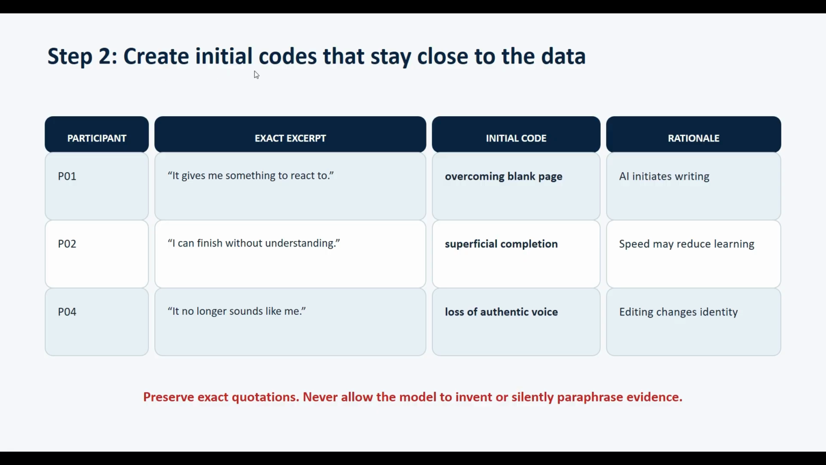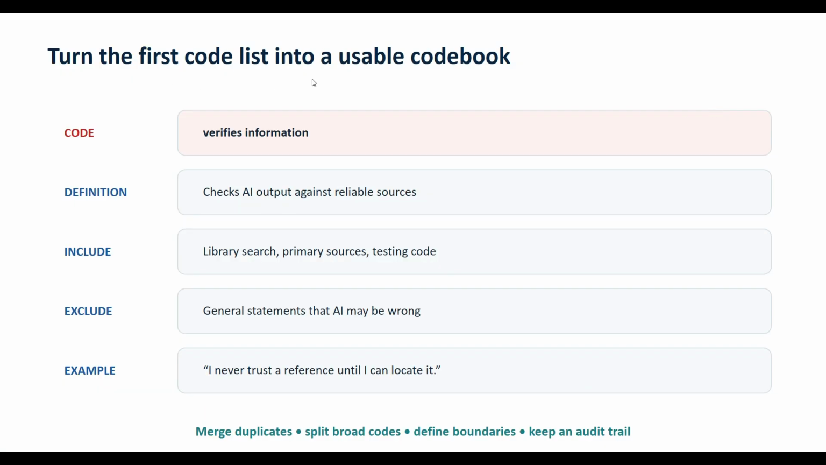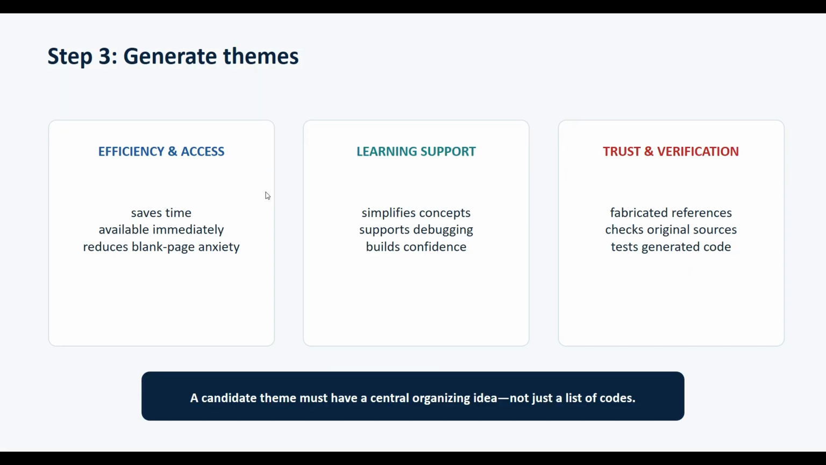Next, create initial codes that stay close to the dataset. I mean, there are participants and their exact quotations, initial coding, and rationale. Turn the first coding list into a usable codebook, with code label, definition, include, exclude, and example. Then generate themes like efficiency and access, learning support, trust, and verification. A theme must have a central organizing idea, not just a list of codes.